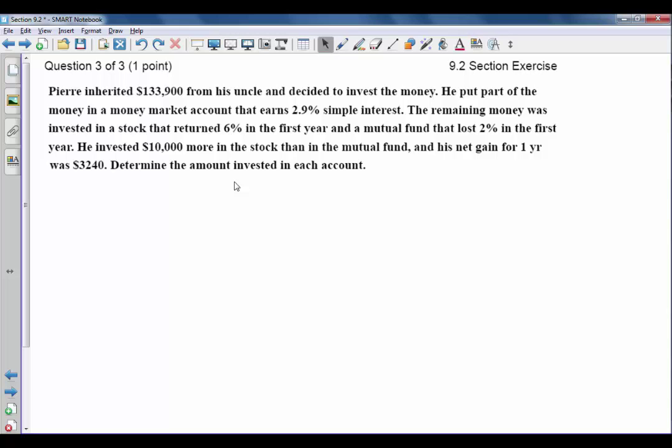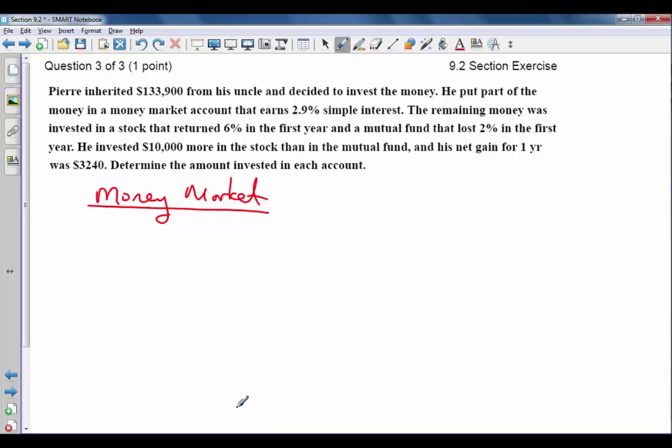How would you invest your money? How old are you? Okay. He put part of the money in a money market account. So some part of the money goes into the money market account. Let's write it down. Money market. Some money is going here, and that money market earns 2.9% interest.